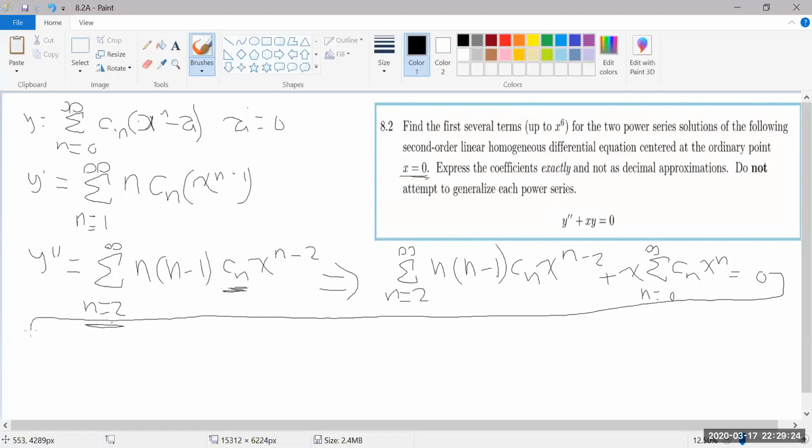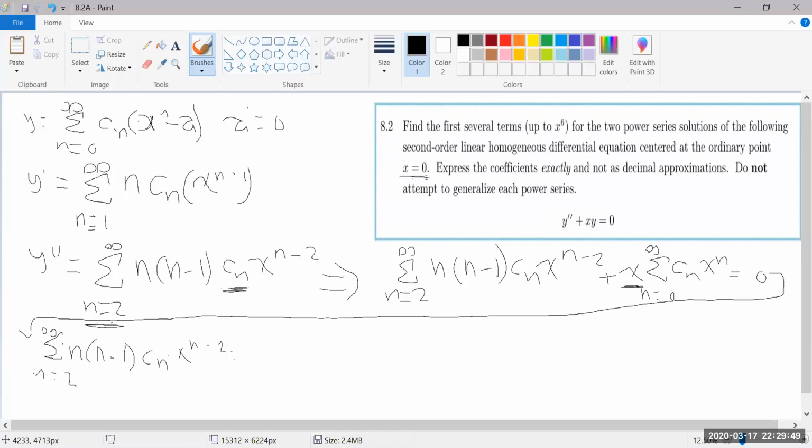Now we are just going to manipulate it a little bit to make it look a little prettier and a bit more like we can use it. The first thing I'm going to do is distribute this x term. So that makes our equation go to sigma n equals 2, n times n minus 1 Cn x to the n minus 2. I'm sorry if this is messy. I really am trying my best, guys.